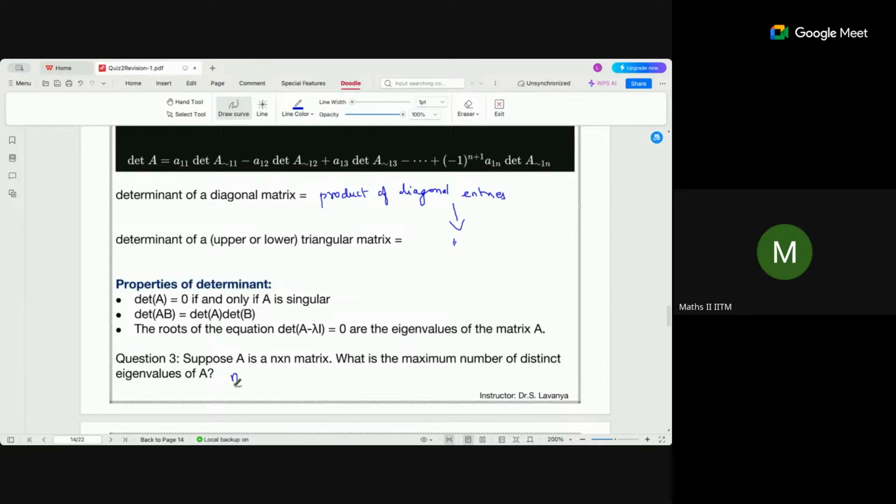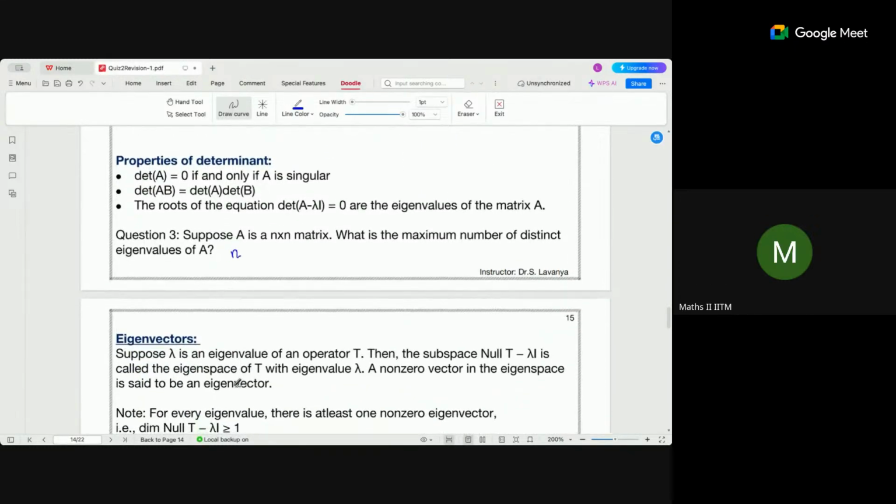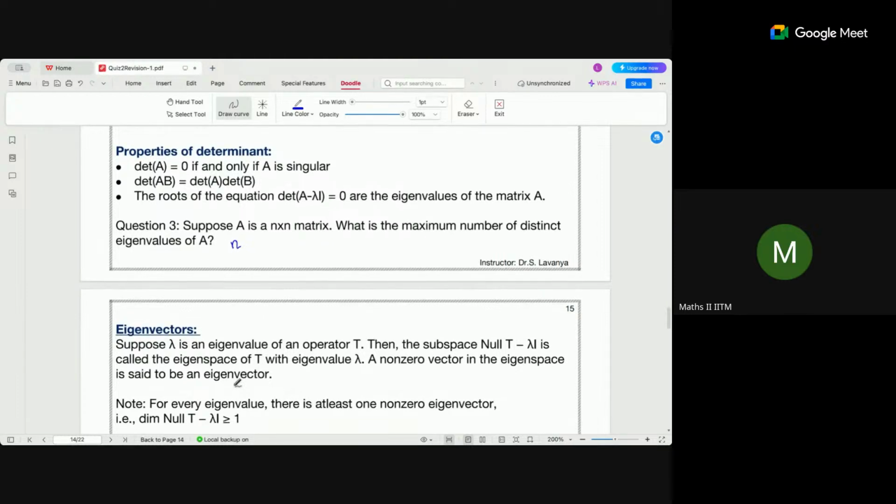So it can have maximum n distinct eigenvalues. It cannot have more than n distinct eigenvalues, right? Because the determinant of A minus lambda I is a polynomial of degree n. For a polynomial of degree n, it can have maximum n roots. It cannot have more than n roots, and those roots are your eigenvalues. That is why we can have maximum n distinct eigenvalues.